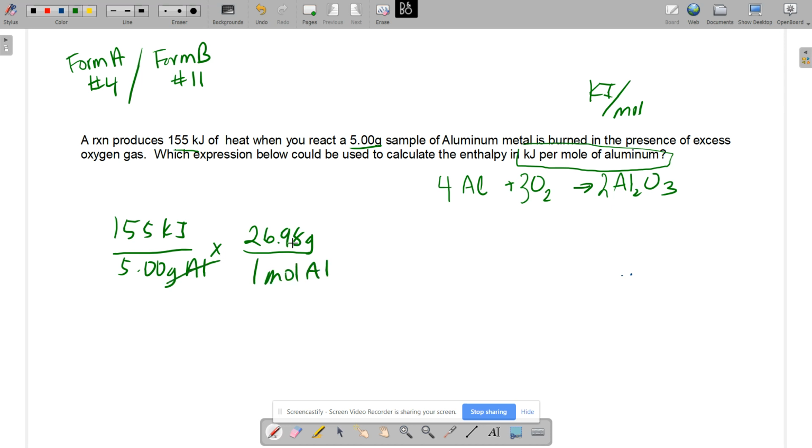So let's see here. Grams of aluminum cancel out. So that's it. I multiply this and divide by 5, which is choice C, and that's how many kilojoules will be required per mole of aluminum. I know, it seems so easy, right?